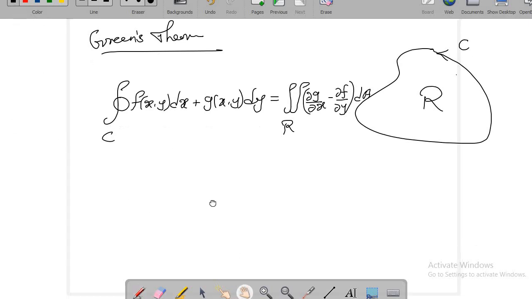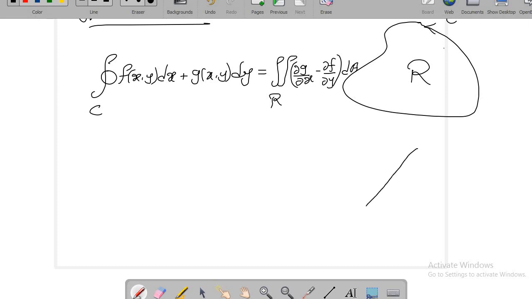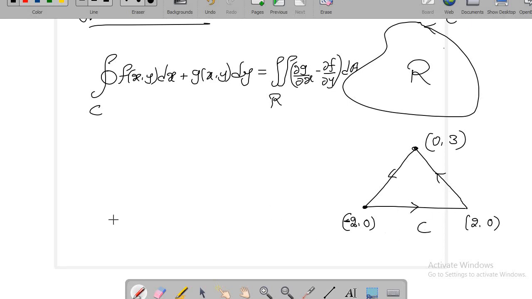Okay, so for example, let's say you are given a triangle. This is the triangle you have. Let's say the vertices are negative 2 comma 0 and 2 comma 0, whereas this point is, let me take 0 comma 3. Now this is the triangle you are given, where the curve is nothing but the boundary of this triangle. This is what our C is.